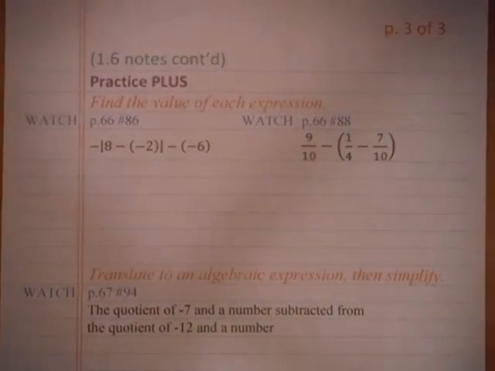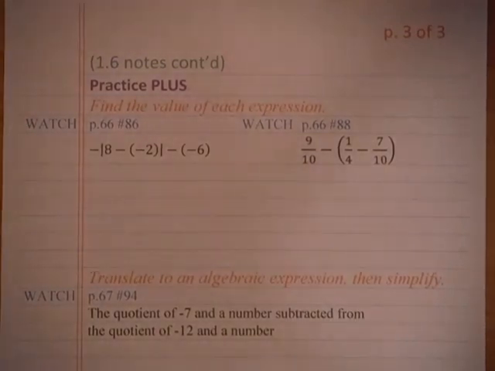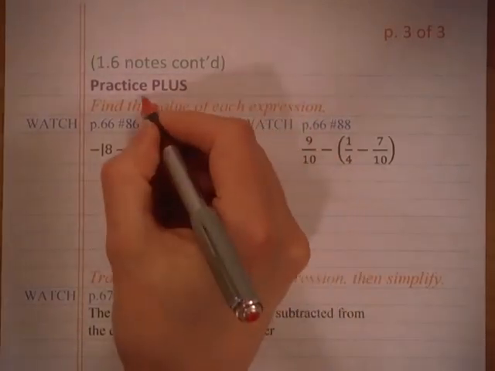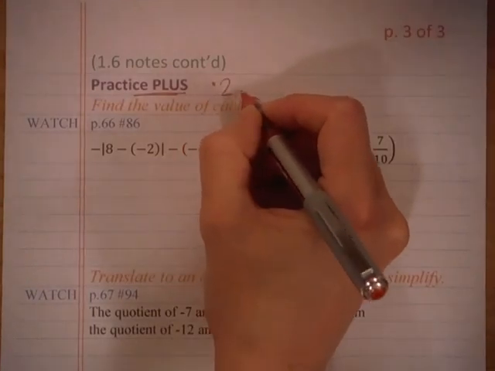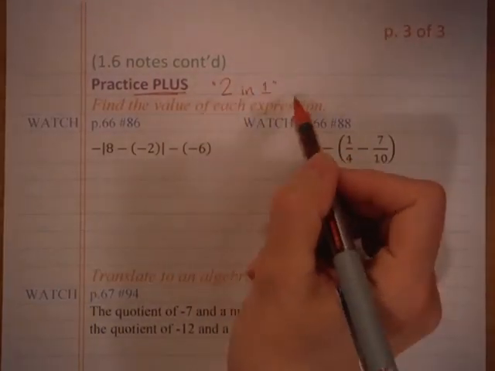Hi, on page 3 of the notes for 1.6, we're in the section where we're subtracting real numbers, positive and negative numbers, and we're just converting that to an addition, adding the opposite of the second number. So we've made it through the notes. We're now going to look at some of the practice plus examples that you'll see when you do the textbook practice problems.